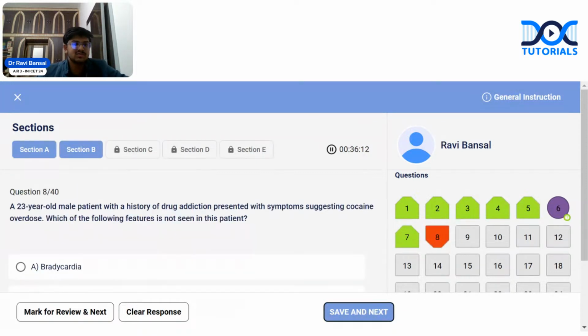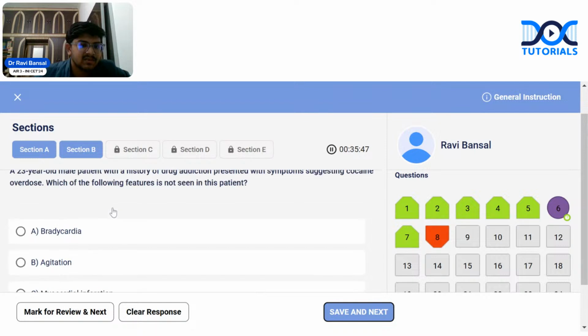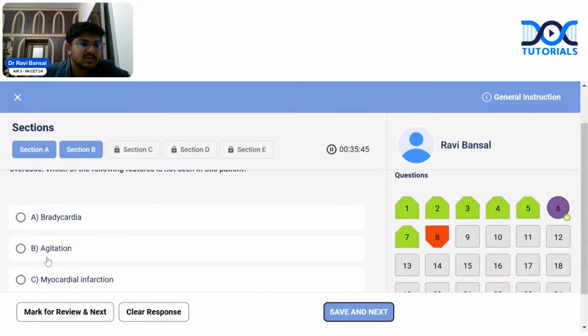Which of the following features is not seen in this patient? So you have to make a diagnosis, then you should know about the condition. So this is kind of a two-step question. A 23-year-old male with a history of drug addiction presents with symptoms suggestive of cocaine overdose. They have given the diagnosis. So in cocaine overdose, we see symptoms of sympathetic overactivation. So bradycardia will not be seen. There will be hypertension, tachycardia. So we can mark this option. Let's see the other options first.